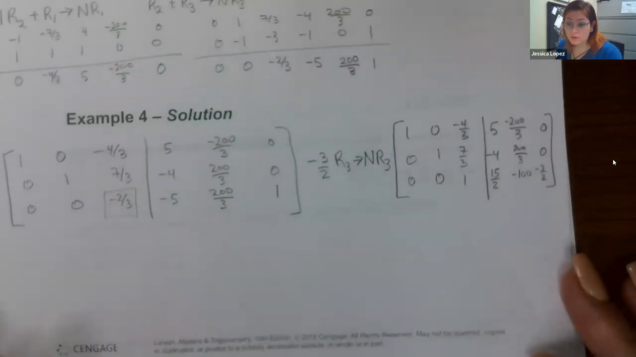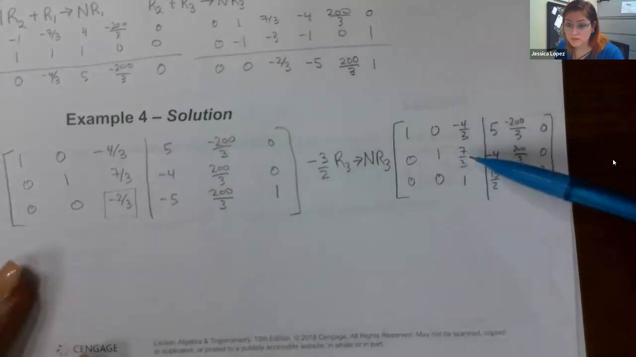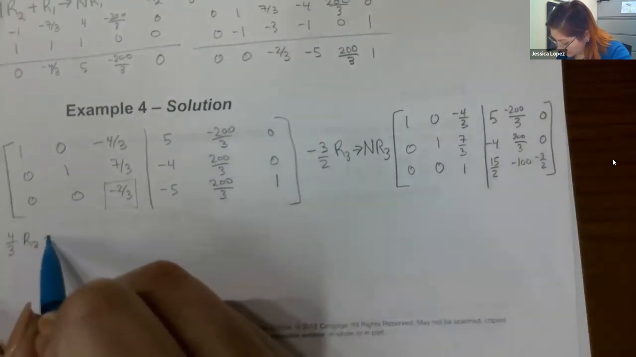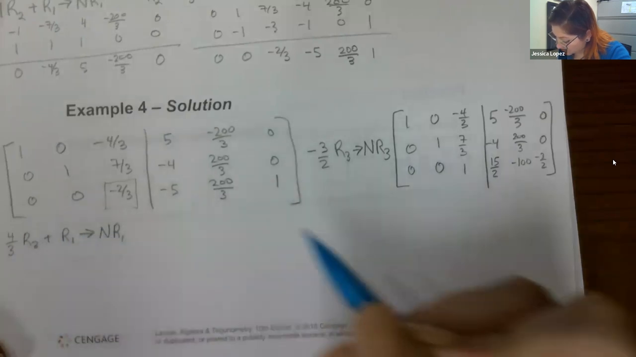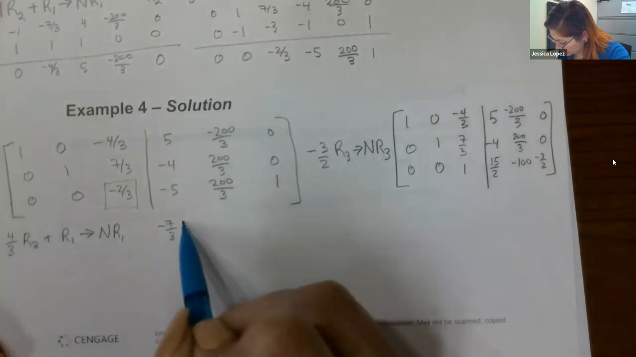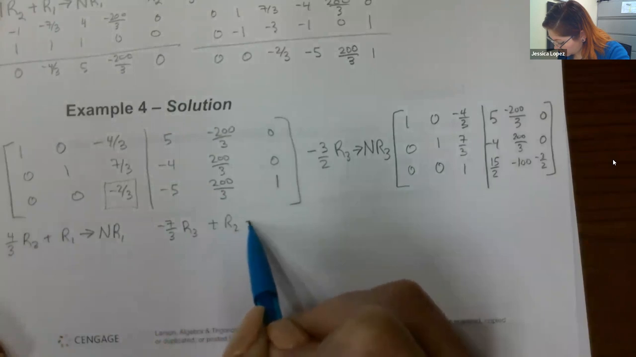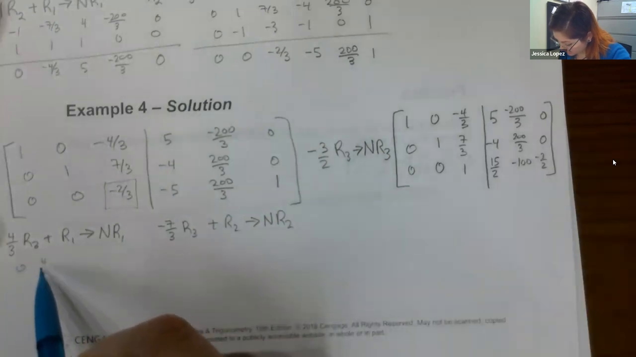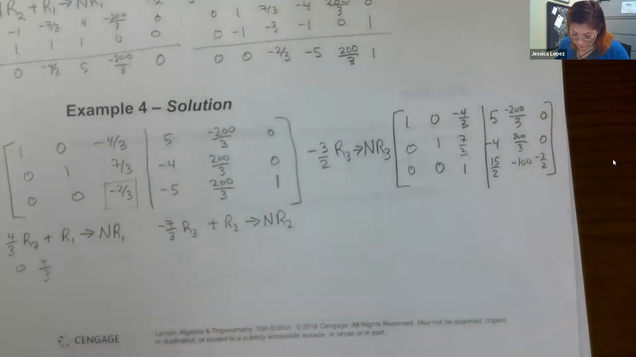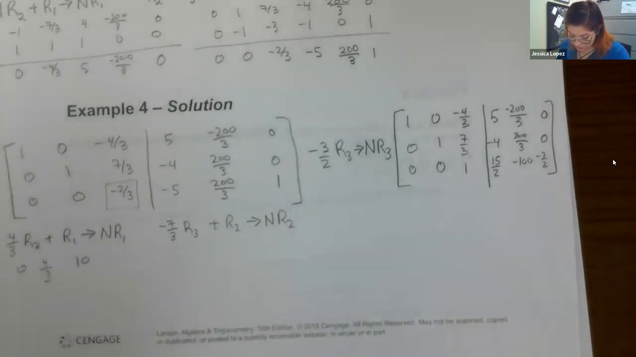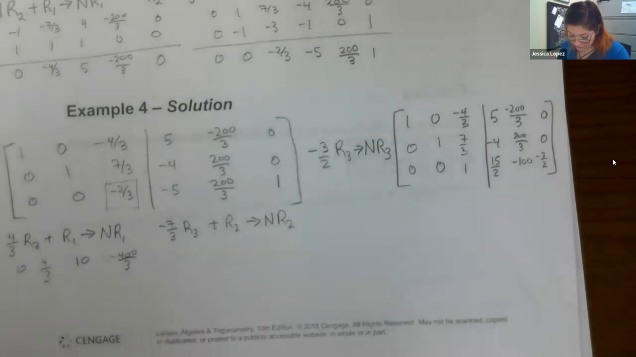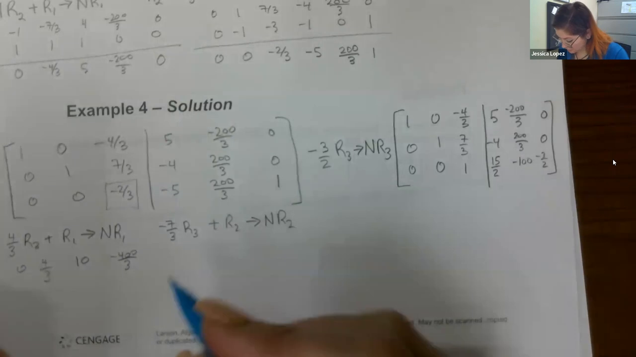Okay, so then now I'm going to go ahead and use this 1 to change both of these to zeros. So I'm going to need a positive 4/3 times the row with the leading 1 plus the row I'm trying to change. So that's going to give me a new row 1. Here I'm going to need a negative 7/3 times the row with the leading 1 plus the row I'm trying to change to get me my new row 2. Now let's do the computations. So 0, 0, 4/3, 4/3 times 15 over 2 is actually 10. Negative 100 times 4/3 is actually negative 400 over 3. And then negative 3 over 2 times 4/3 is negative 2.